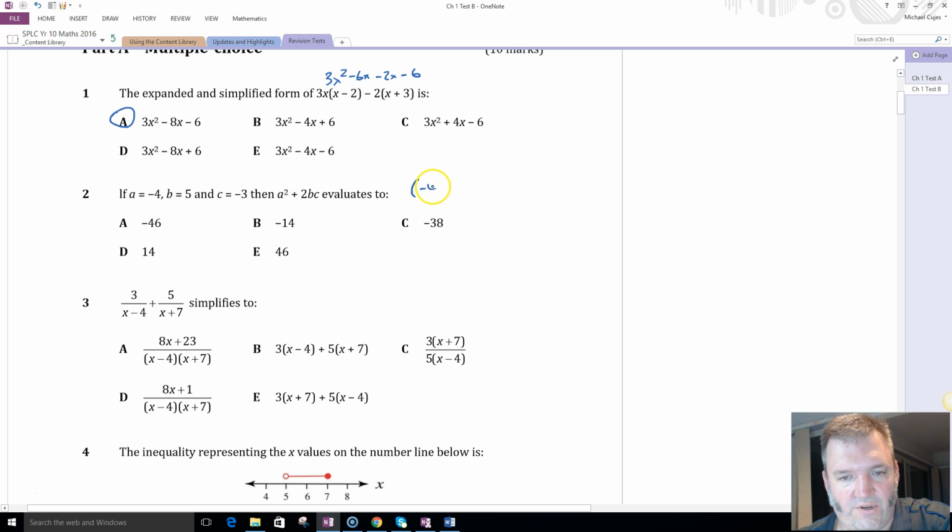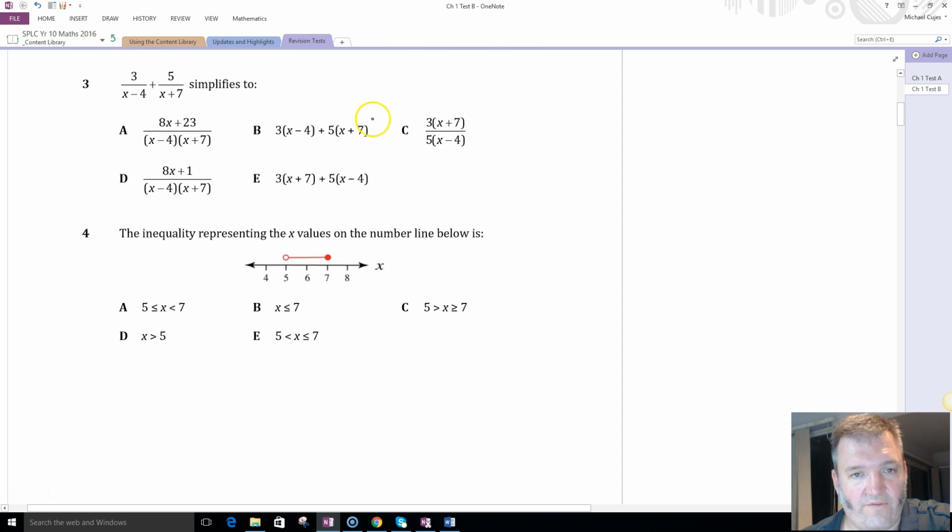The next one, simple evaluate. Make sure when you're substituting in values that you use brackets. That'll make sure when you go negative 4 squared you get positive 16, not negative 16. So negative 4 all squared plus 2 times b, which is 5, times c, which is negative 3. That corresponds to 16, take away 30, negative 14.